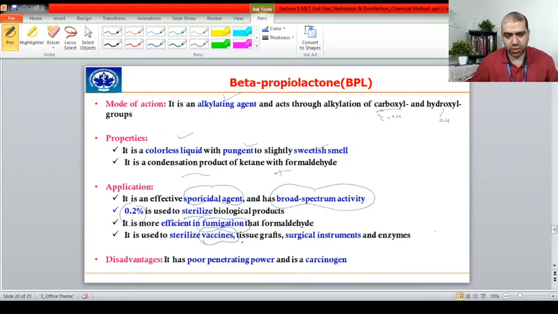It can be used to sterilize tissue grafts. For example, tissue grafts are particularly used in skin burns. And you can also use it to sterilize surgical instruments. Now, again, we have advantages and disadvantages. The disadvantage of this beta propiolactone is that it has poor penetrating power, and again it is carcinogenic. It means it can cause cancer in humans.